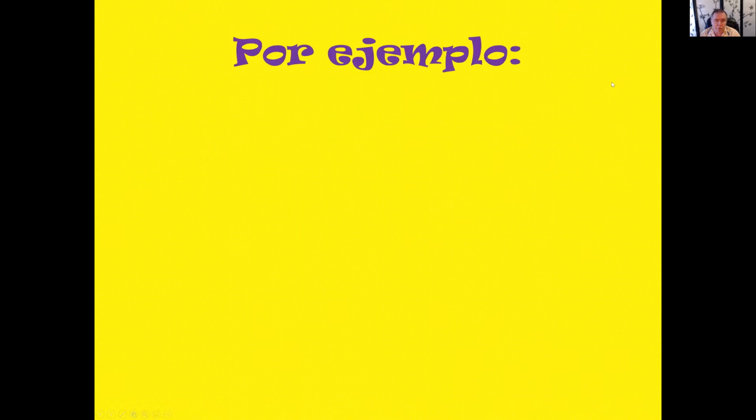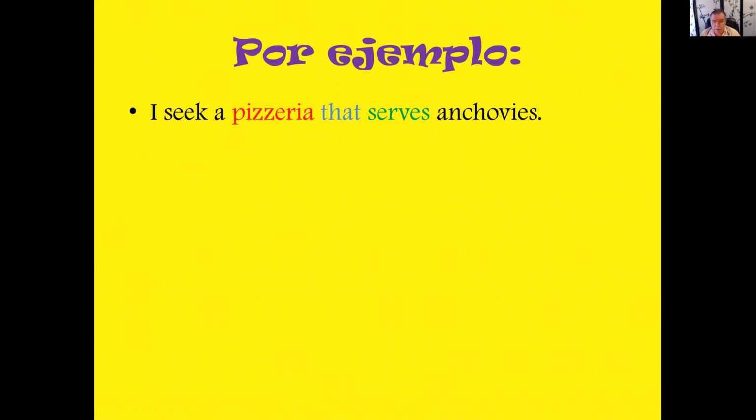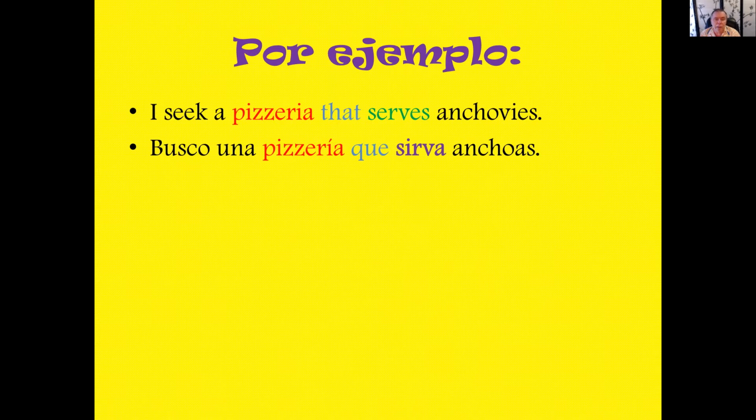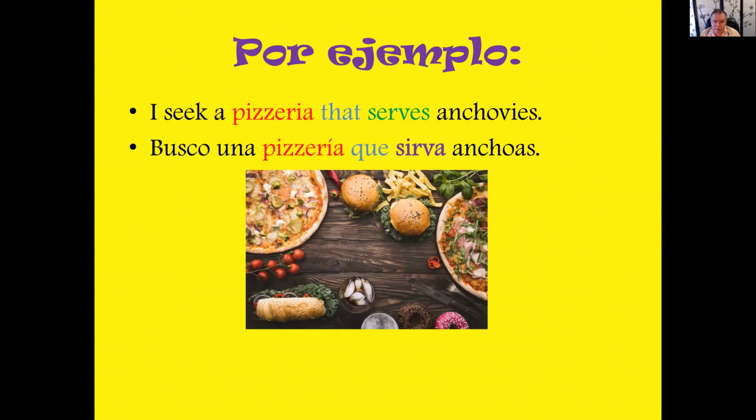Another option, por ejemplo, I seek a pizzeria that serves anchovies. Am I sure that there's a restaurant in the area that will put anchovies on my pizza? Let's see. Busco una pizzeria que sirva anchoas. I'm saying I haven't found one yet. Not going to guarantee that there is none. Look at this place. Here's a nice big table and some pizzas. Good restaurant, sandwiches, donuts. But do they have anchovies? Maybe. So I use the subjunctive to describe the pizzeria that may or may not exist serving anchovies.